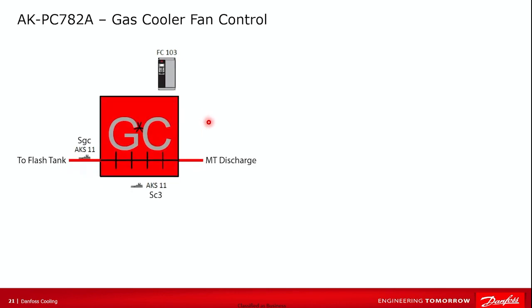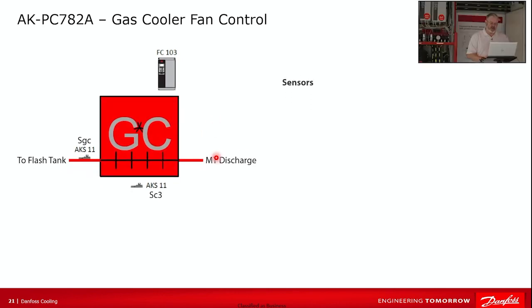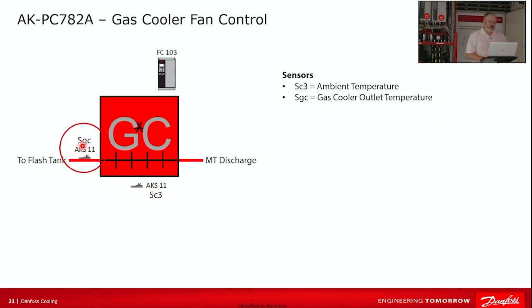The gas cooler fan control is actually really straightforward. So we've got our lines coming from our medium temp compressors, the discharge coming into the gas cooler, leaves the gas cooler and heads towards the flash tank, really heads towards the high pressure valve and into the flash tank. So the sensors involved are just 2. We've got S3C, which again, for unknown reasons, is the ambient probe called S3C. And then we've got our gas cooler outlet temperature.